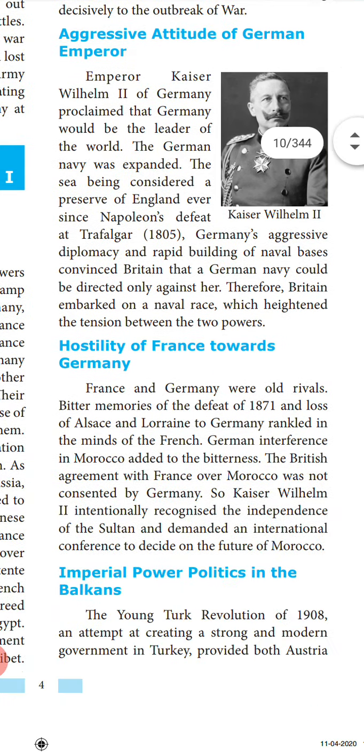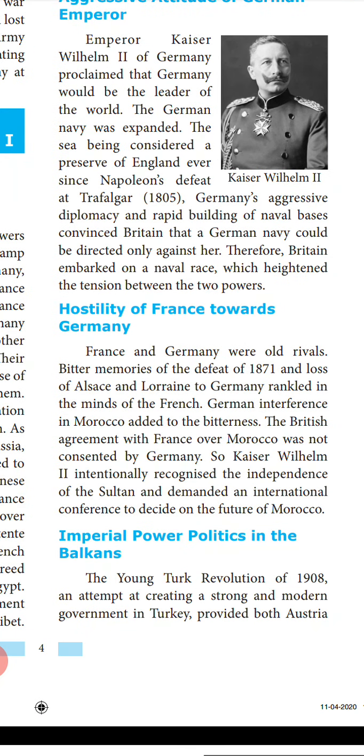Hostility of France towards Germany. France and Germany were old rivals. What do you mean by old? எப்போ பார்த்தாலும் சண்டை போட்டுகிட்டே இருந்தாங்க ஃப்ரான்ஸும் ஜெர்மனியும். ரொம்ப ரெண்டு பேருக்குமே பயங்கரமான கசப்பு. Bitter memories of the defeat in 1871 and loss of Alsace and Lorraine. ஜெர்மனி என்ன செய்கிறான், ஃப்ரான்ஸோட சண்டை போட்டு அவனுடைய 2 ஏரியா அல்சேஸ் அண்ட் லொரைனை கேப்சர் பண்ணிடுறான்.